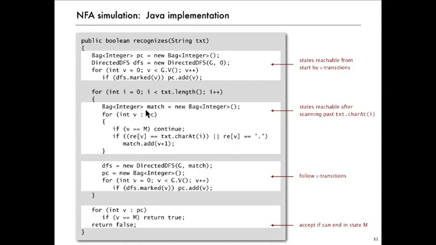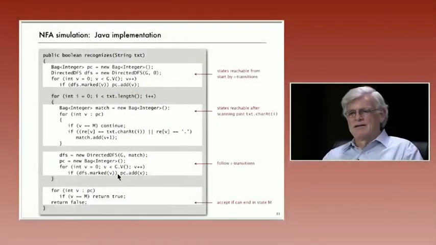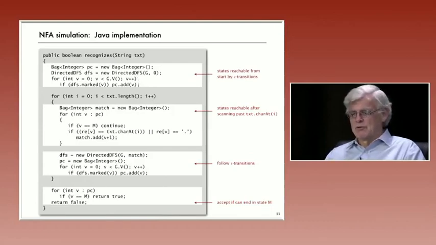So when we're done with all of the text, then we can test if we made it to the accept state. That is, if any of the states in our current set of states is the accept state, we return true. And if we didn't get to the accept state after all of that, we return false. Very compact code that takes advantage of our implementation of reachability for digraphs in a reasonable way to simulate the operation of an NFA by keeping track of all reachable states.